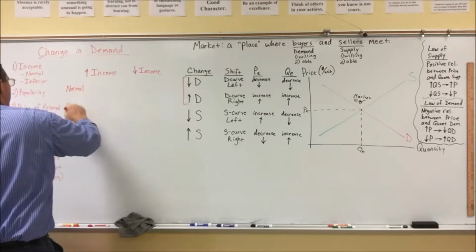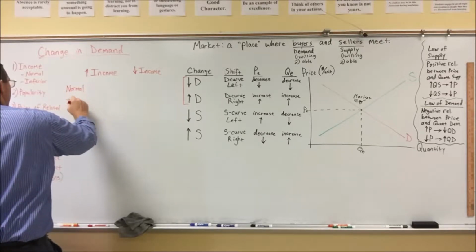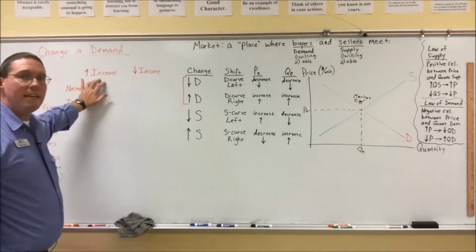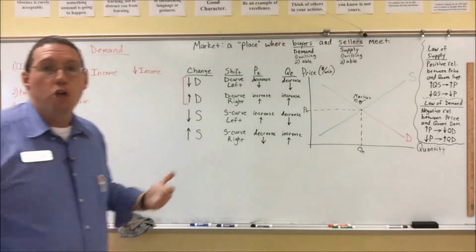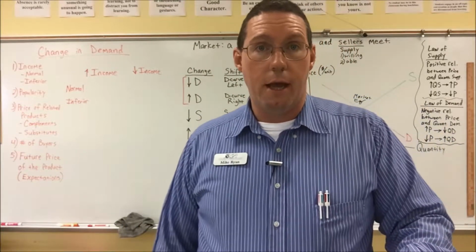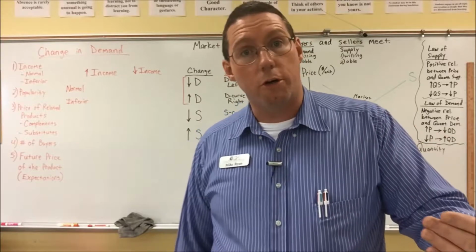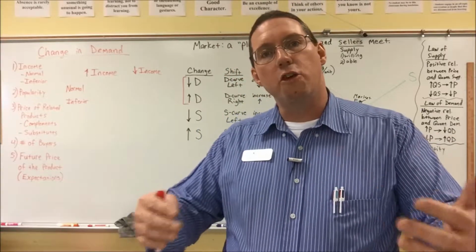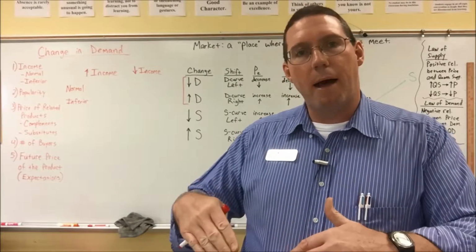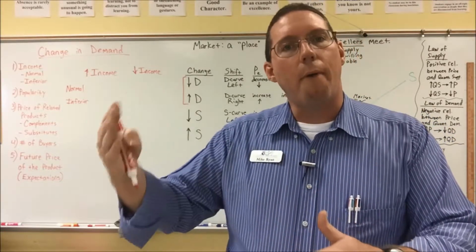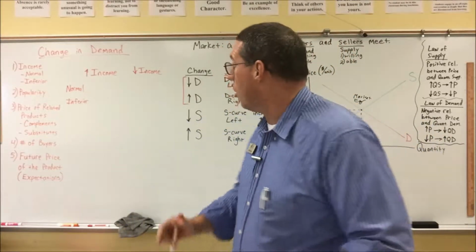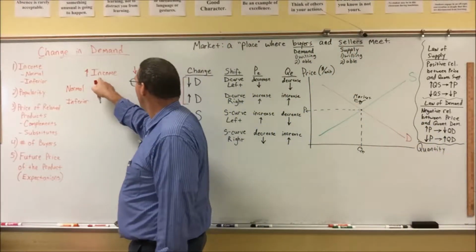Okay, when income for the buyers in that market goes up, let's write normal good here. A normal good versus an inferior good. When income goes up, you get to stop buying the inferior good and start buying the normal good. So instead of buying the inferior good, you don't have to buy the store brand anymore. You can now buy the name brand because you have more money.